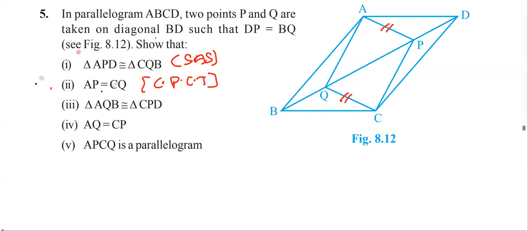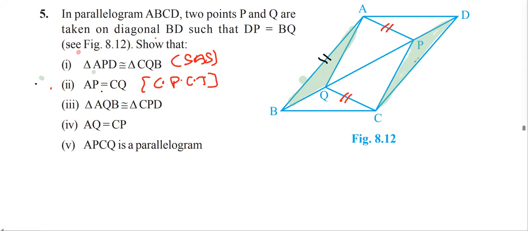Let me highlight the triangles I mean. This is one triangle, and the other triangle is this. We need to prove these two triangles congruent. Clearly, the triangles are AQB and CPD. Now, it can also be done in the same manner as we did the first part.